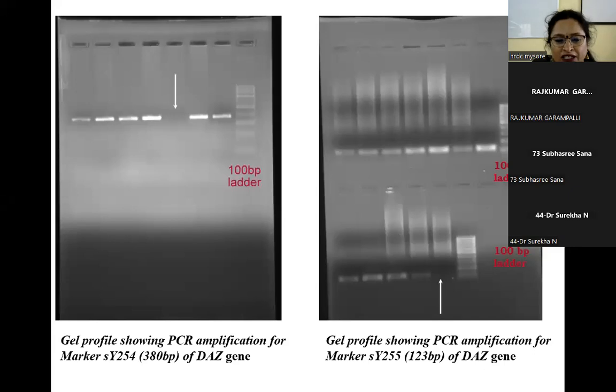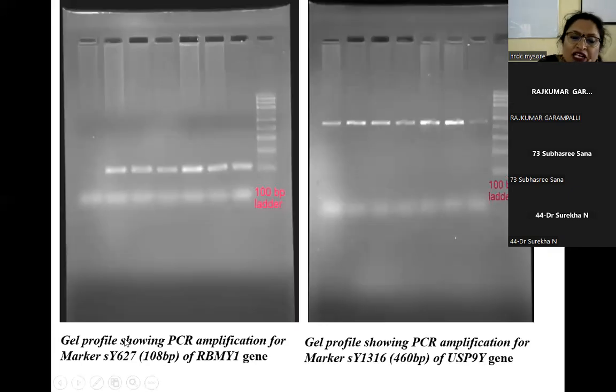So this is a gel profile showing a PCR amplification of the DAZ gene. Here, in the infertile individual, see the complete absence of the DAZ gene. Similarly, the marker SY254 in the DAZ gene is absent here, and SY255 is absent in a different individual. This is from a different infertile individual. Some of them have these microdeletions, and some of them don't have microdeletions. This is for the DAZ. Similarly for the RBMY1 gene, there is a mutation in some of them, with a gel profile showing the PCR amplification.